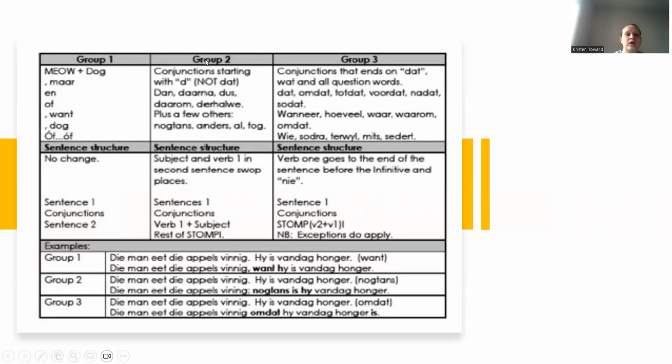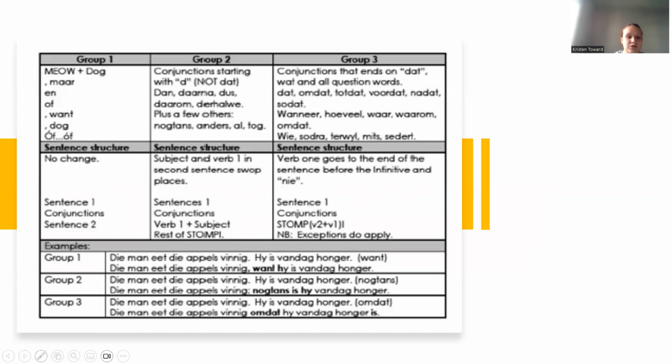Then for group 2, we have the conjunction starting with D, but not dat. So we have dan, daarna, dus, daarom, daarhalve, plus a few others such as nogtans, anders, al, and toch. Then for group 3, all the conjunctions that end in dat, wat, and all the question words. So we have dat, omdat, totdat, voordat, nadat, sodat, wanneer, hoeveel, waar, waarom, omdat. Then we also have wie, sodra, terwijl, mits, and sedert.